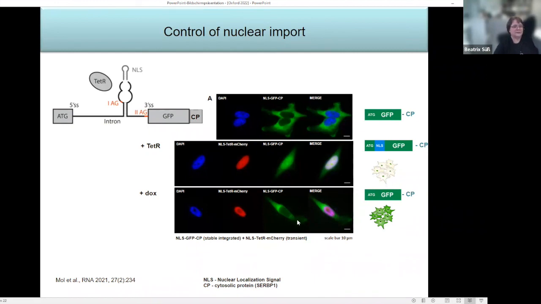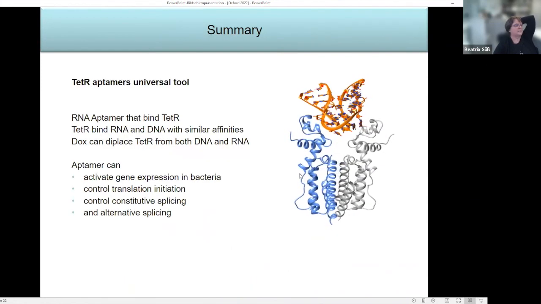because in principle you not only can work with the nuclear localization sequence, in principle, you can attach any tag you want to your protein of interest. Yeah, and with this, I'm at the end.